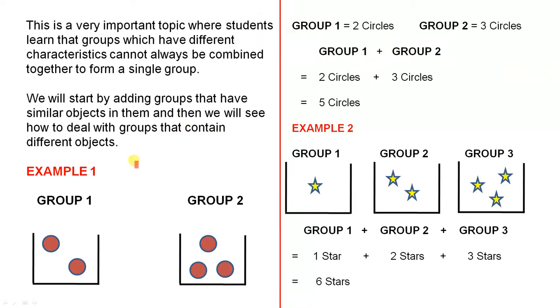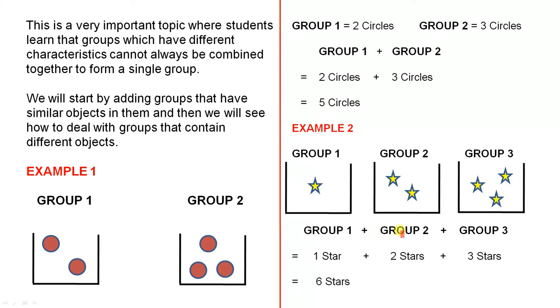So for the first example, here's group 1. And there's group 2. Group 1 has 2 circles. Group 2 has 3 circles. Group 1 plus group 2 equals 2 circles plus 3 circles. That's 5 circles. And the reason we're able to do that and combine the two groups is because they have similar objects in them.